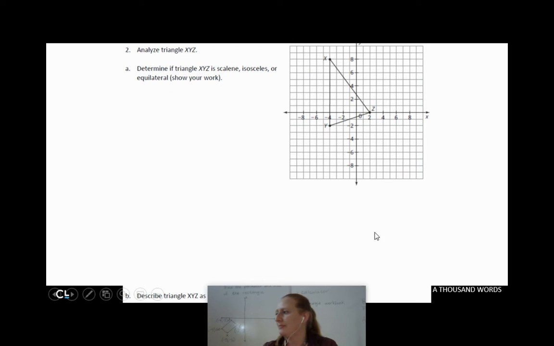Analyze triangle XYZ. If it's not obvious, there is a side here. Sorry if it's not terribly obvious on your paper.